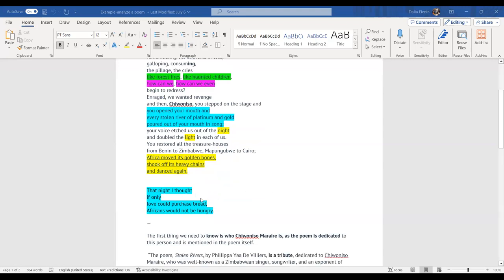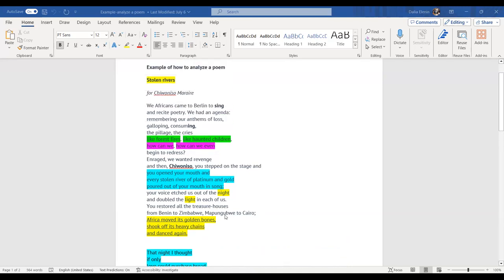Of course, the last stanza, sorry, Safa, maybe he continued and I didn't want to stop him because I felt he had a flow. Oh, finish, sorry. The last stanza, please. It's okay. That night I thought if only love could purchase bread, Africans would not be hungry. All right, perfect. Thank you so much.